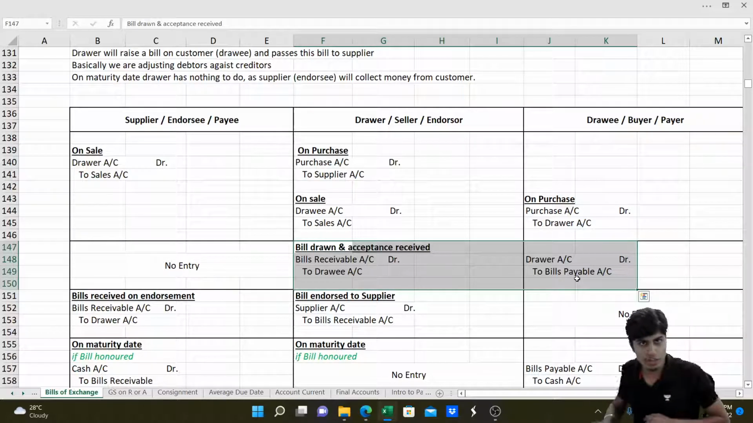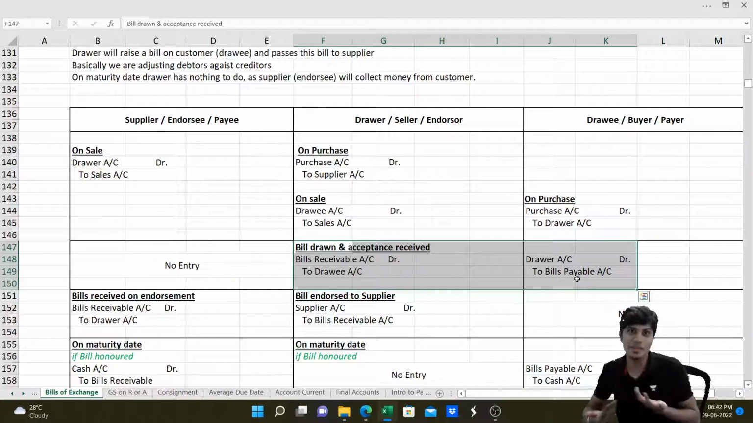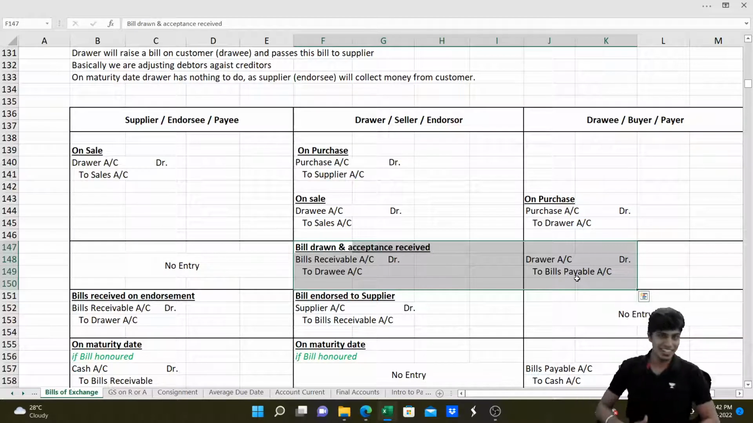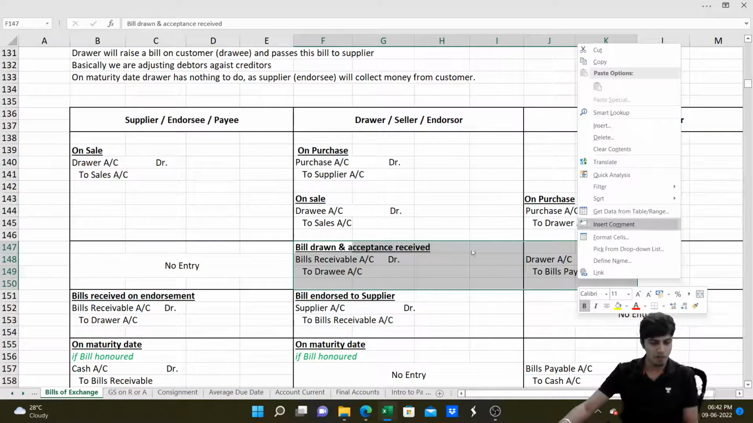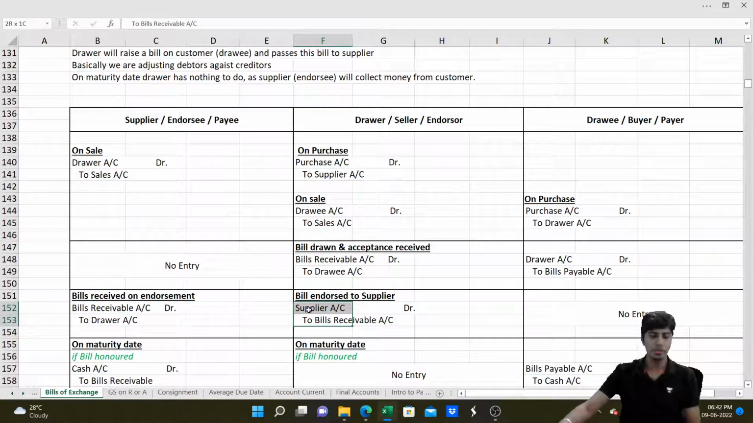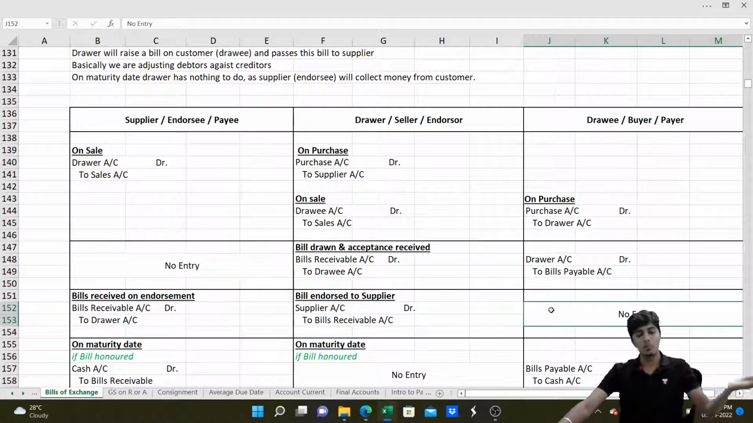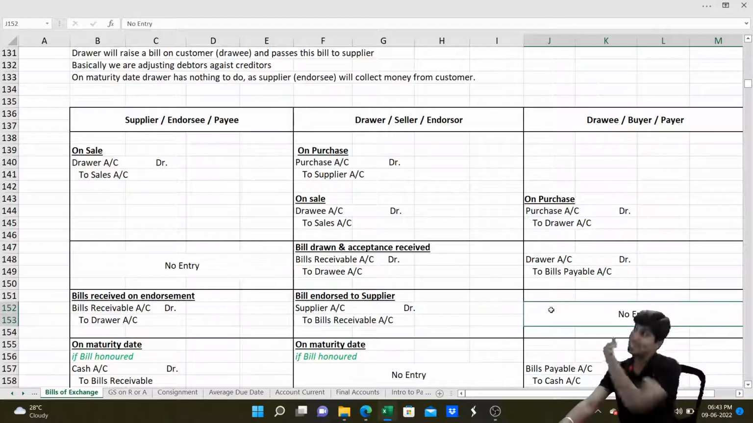In the process of endorsement, I am the endorser, giving the document, and he is receiving the document, so he is the endorsee. Got it, guys? So this bills receivable of mine, which is there with me as a debit, I am going to credit it and debit my supplier account. He is going to debit bills receivable and credit my account. And my customer will pass no entry because he is least bothered about this. It is a transaction between me and my supplier, and my customer is not involved.